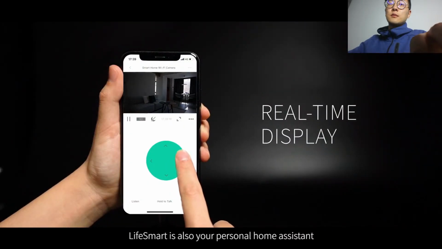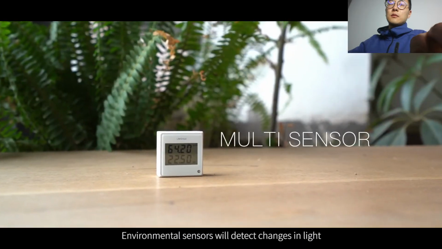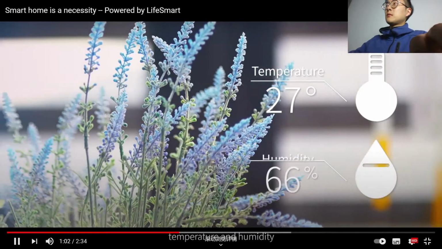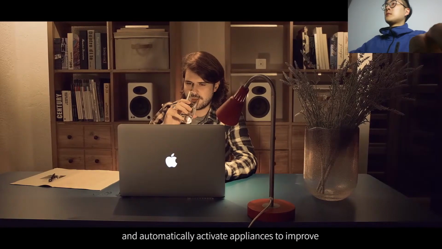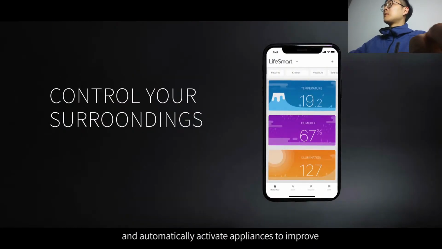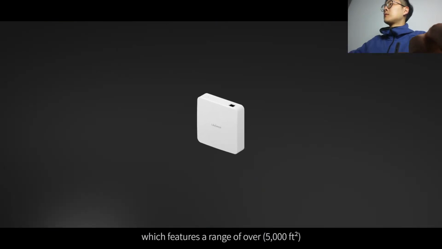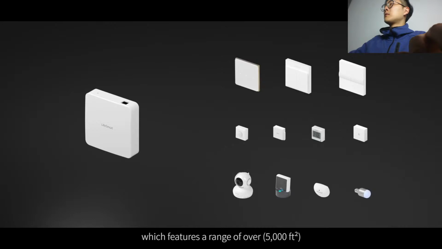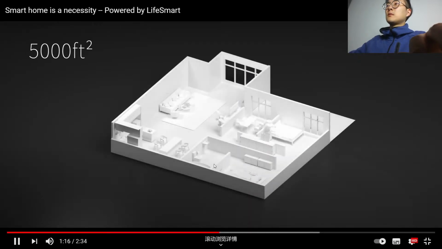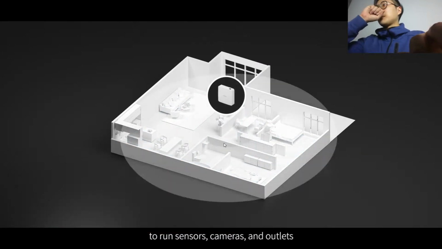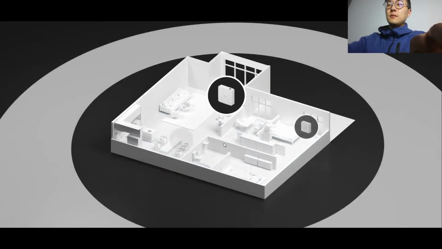LifeSmart is also your personal home assistant. Environmental sensors will detect changes in light, temperature, and humidity, and automatically activate appliances to improve your room's ambience. Distance is never an issue with LifeSmart, which features a range of over 5,000 square feet. From anywhere in your home, LifeSmart devices will need one station to run sensors, cameras, and outlets.